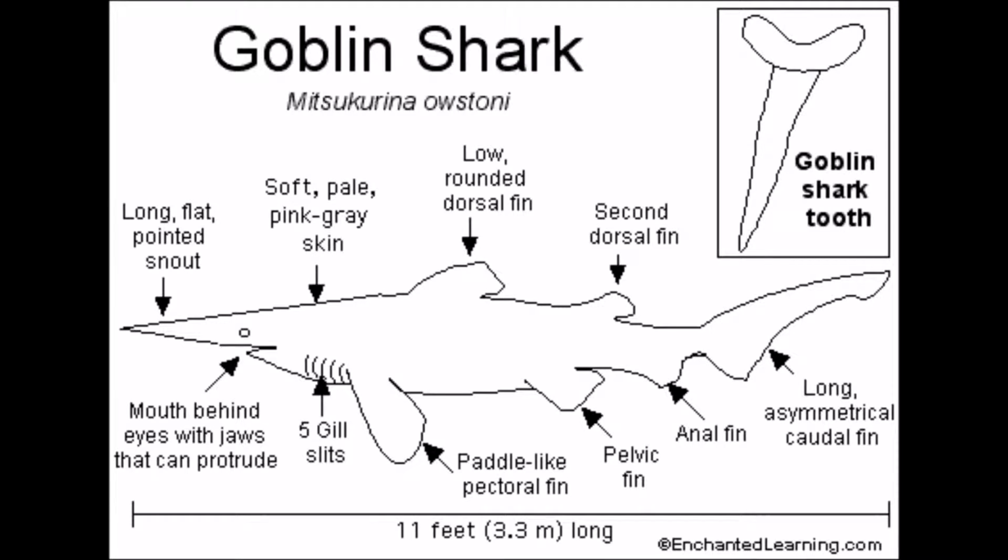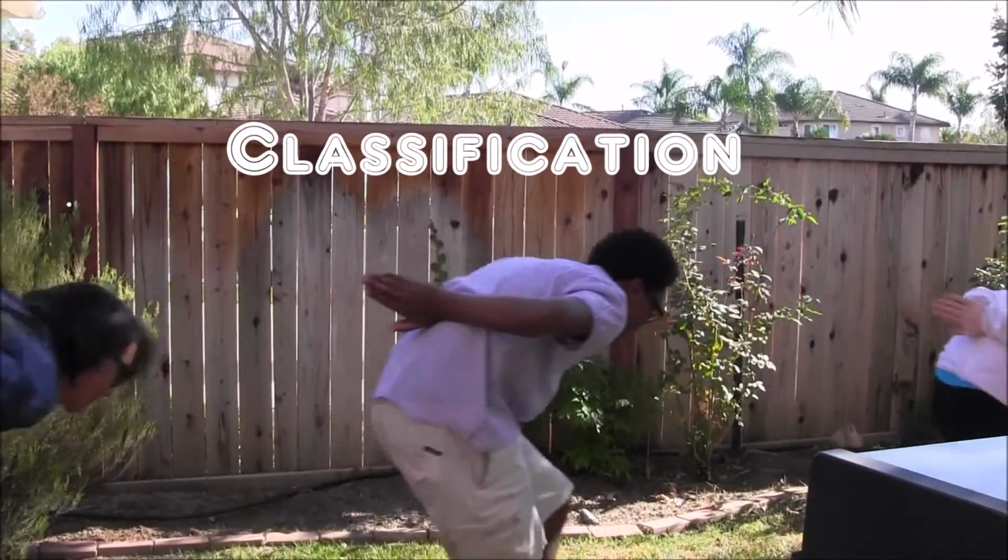This diagram of a goblin shark features some characteristics unique to class Chondrichthyes. Chondrichthyes are part of the phylum Chordata. Phylum Chordata includes animals possessing a notochord, hollow dorsal nerve cord, and endostyle, such as mammals, fish, amphibians, reptiles, and birds. Class Chondrichthyes has two subclasses: Elasmobranchii, which includes sharks, rays, skates, and sawfish, and Holocephali, which includes chimaeras.